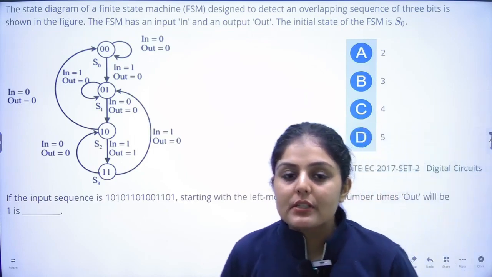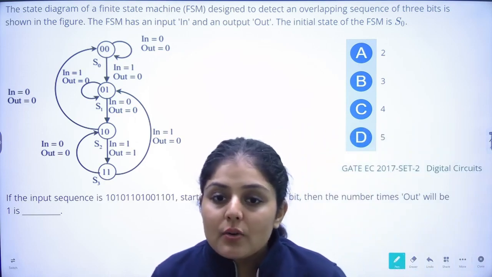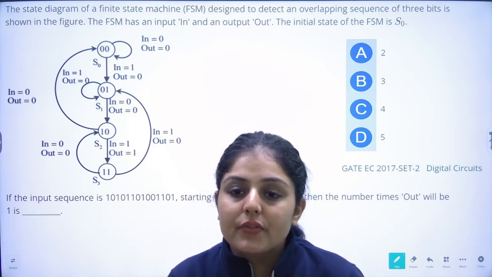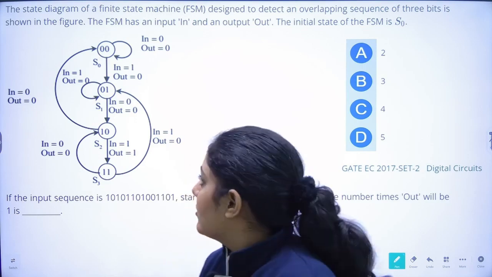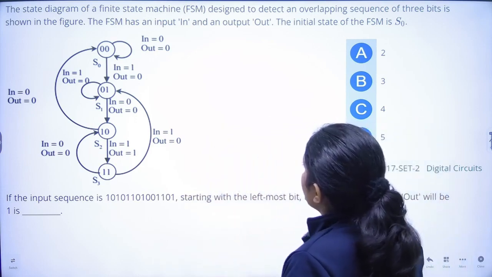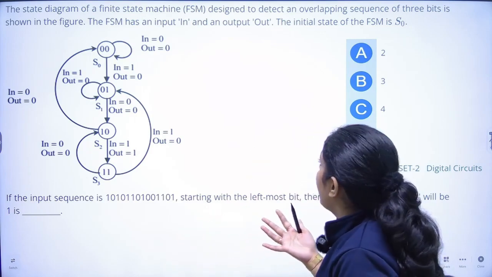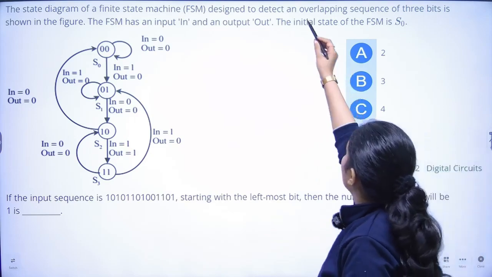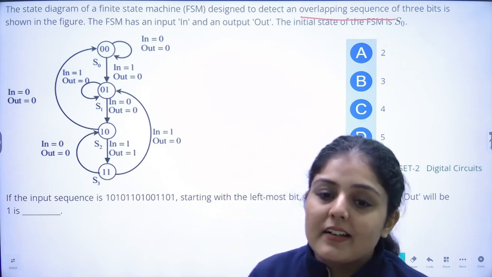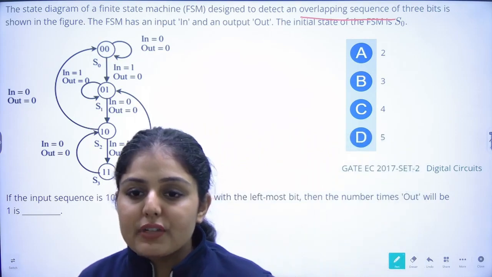The next question says the state diagram of a finite state machine (FSM) designed to detect an overlapping sequence of 3 bits is shown in the figure. This is an FSM, the state machine diagram is given to us, and it is an overlapping sequence as given. The FSM has an input in and output out. We know how an FSM works. The initial state of the FSM is S0.